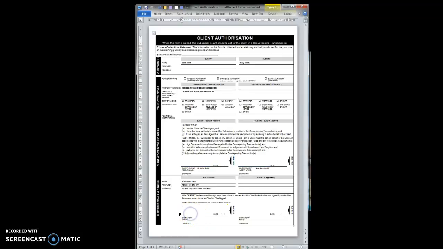If you are coming into Whitsunday Law, we will sign as the subscriber here. If you are unable to attend our office, the qualified identity verifier needs to complete the agent information.